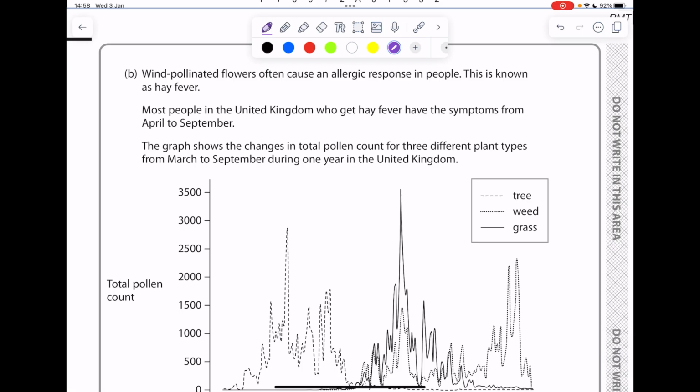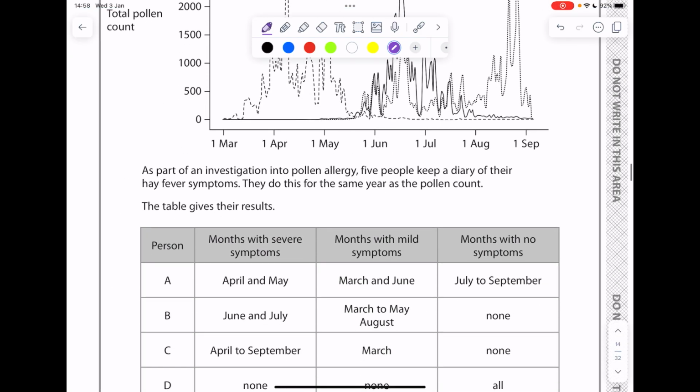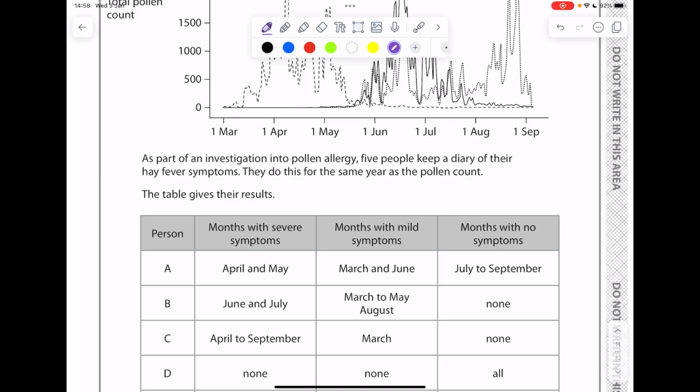Wind-pollinated flowers often cause an allergic response in people. This is known as hay fever. Most people in the UK who get hay fever have symptoms from April to September. That's a long time. The graph shows the changes in total pollen count for 3 different plant types from March to September. As part of an investigation into pollen allergy, 5 people keep a diary of their hay fever symptoms. They do this for the same year as the pollen count.